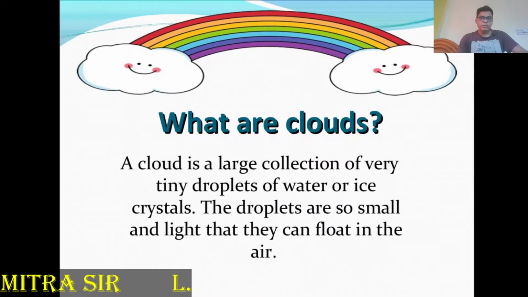First, before discussing types of clouds, we have to know what clouds are. A cloud is a large collection of very tiny droplets of water or ice crystals. The droplets are so small and light that they can float in the air. So this is the definition of clouds.